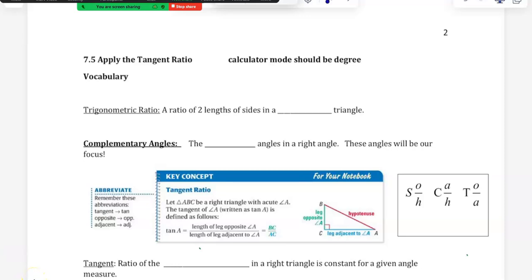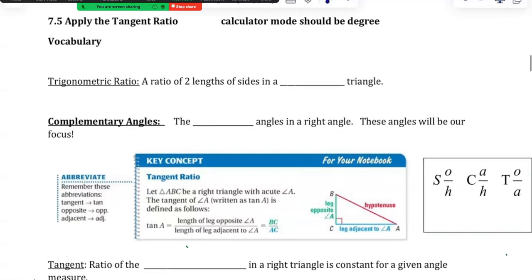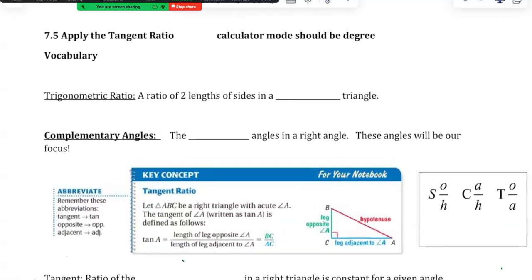Okay, in this video, we're going to start from the beginning of the notes on 7.5, applying the tangent ratio. Okay, so we talked about in class that your calculator has to be on degree mode. So that means you've got to go into mode if you have a TI-84, and you're going to check your degree should be highlighted and not your radian.